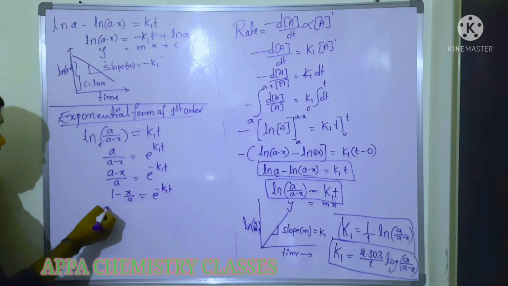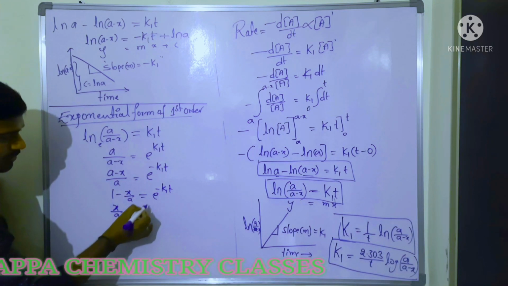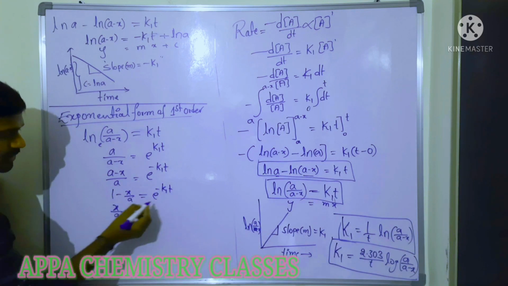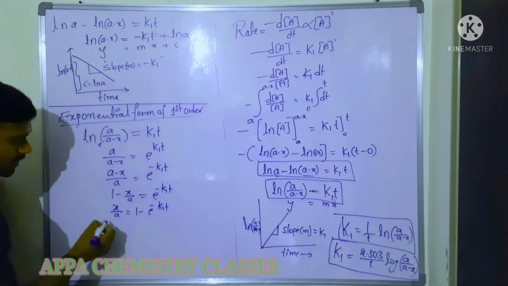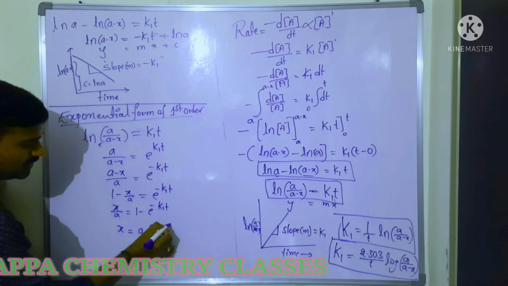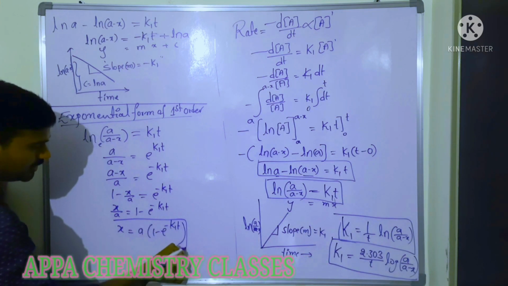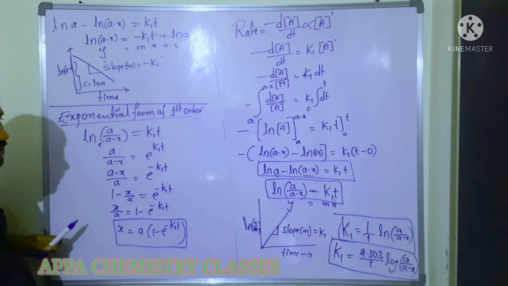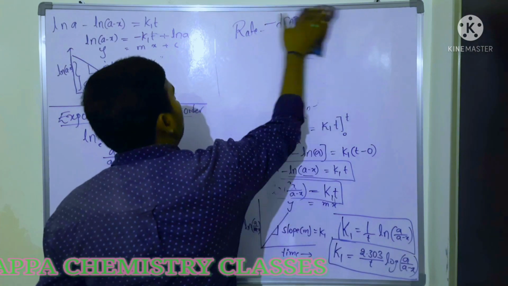Then from this, x by a is equal to... minus x by a I am taking that side, the plus value I am taking this side. Then it becomes minus k1t. So from this, x is equal to a into (1 minus e power minus k1t). So it is called the exponential form of first order. Very important, exponential form of first order.